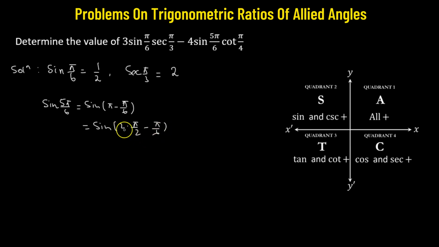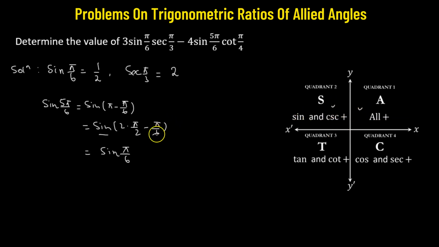Now here we have 2, which is an even number. So we have an even multiple of pi over 2. The trigonometric function sine is going to remain as sine. So we have sine pi over 6. But we'll also have to check in which quadrant the angle pi over 6 radian lies. So since we have 2 times pi over 2, we are going to count from the first quadrant in an anti-clockwise fashion. So we have 1 pi over 2, then we have 2 pi over 2.